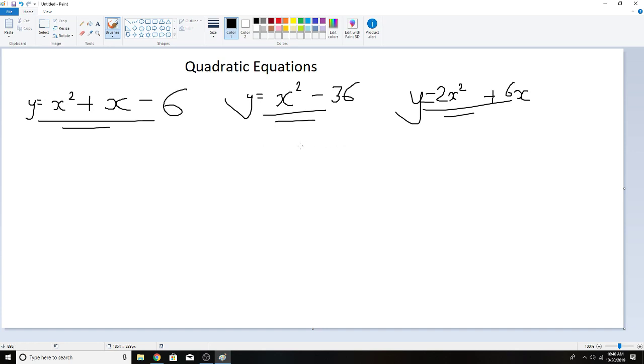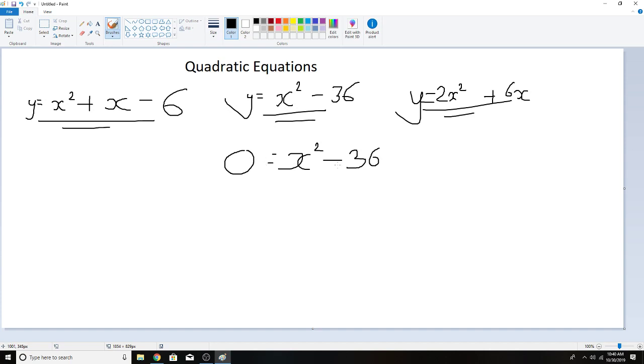First of all, with any quadratic equation, if you try to solve it, you have to make y 0. Y is the graph, but in every case, if you try to solve for x, you always put it as 0 equals the equation you're trying to solve. So 0 equals x squared minus 36. This is when y equals 0.